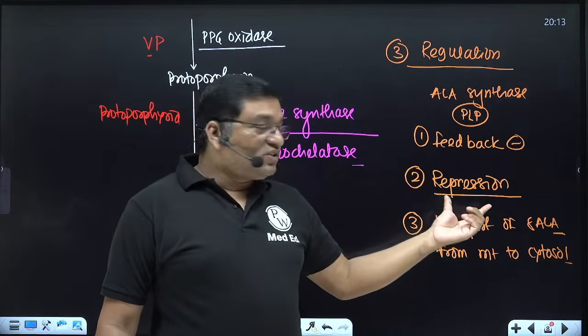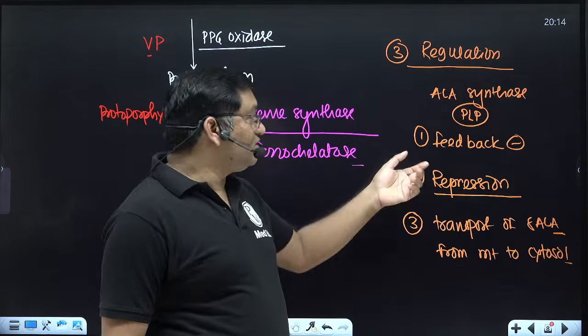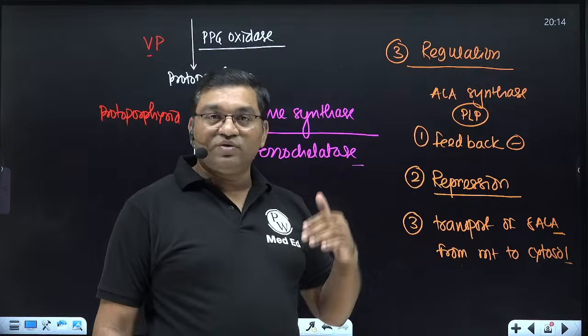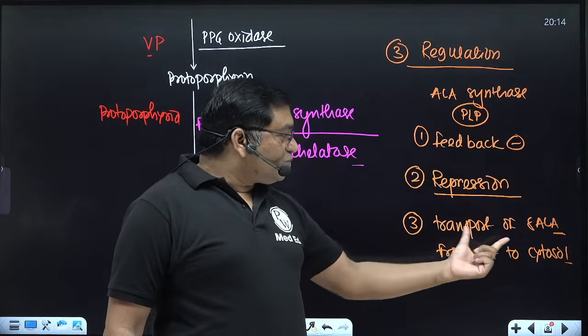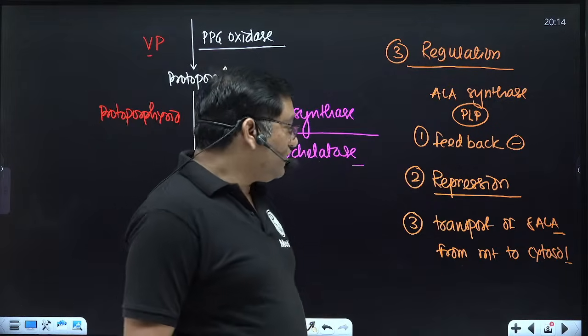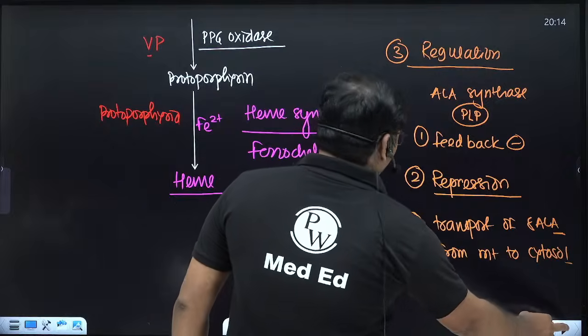Repression and derepression, it is by the heme. Heme causes decreased synthesis of ALA synthase at the genetic level, so it decreases the transcription and translation of ALA synthase. And the transport of delta-aminolevulinic acid from mitochondria to cytosol is a regulatory process. It is regulated by the heme.